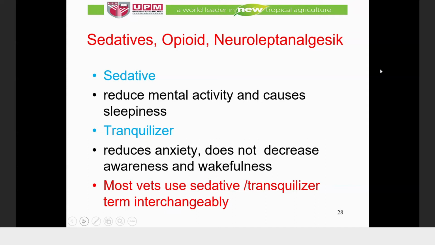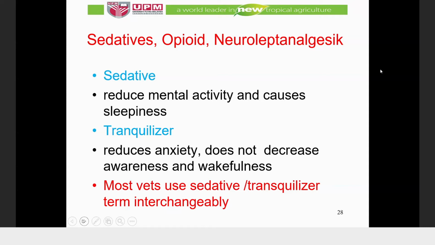So the sedatives are the drugs which reduce mental activity and cause sleepiness. They are the sedatives. Tranquilizers. In general clinical practice, clinicians interchange these two words. They call sedatives tranquilizers, which is technically incorrect, but they still use it, and you can also find the same thing in the textbooks. So it's still acceptable.